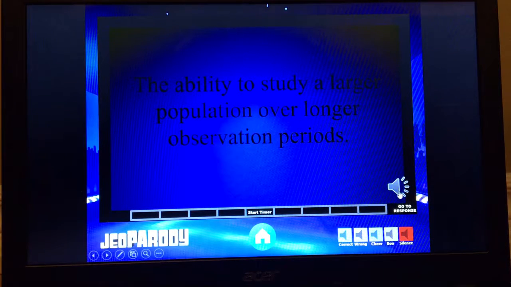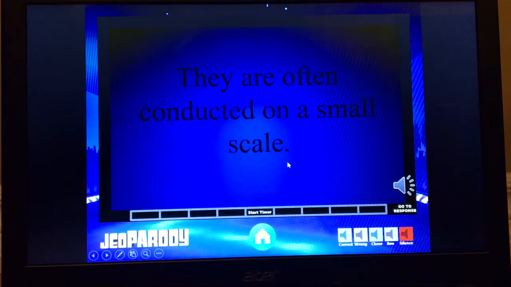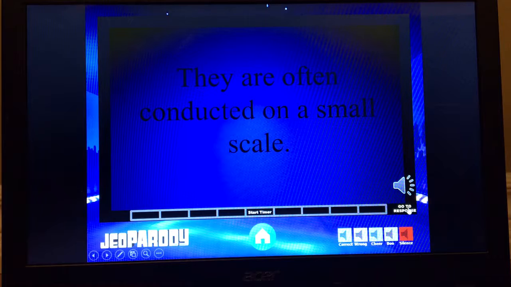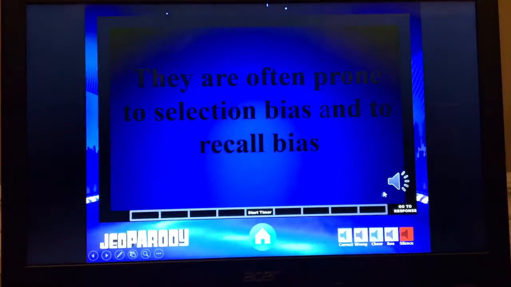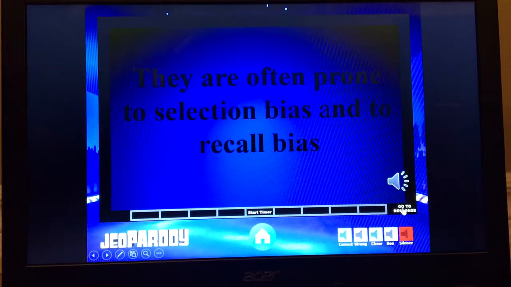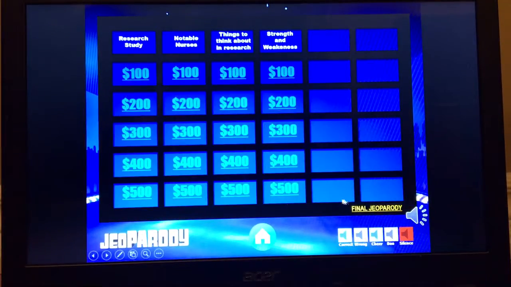The ability to study a larger population over longer observation periods. What is strength? They are often conducted on a small scale. What is strength? They are often prone to selection bias and to recall bias. What is weakness?